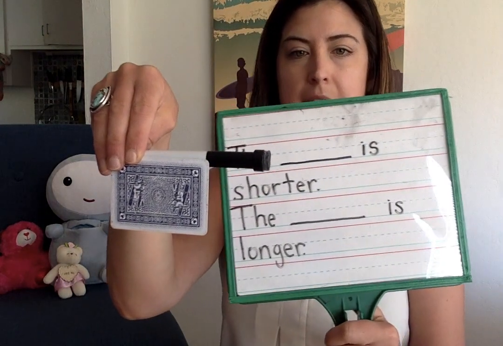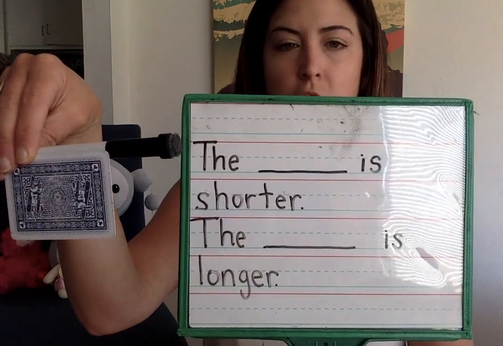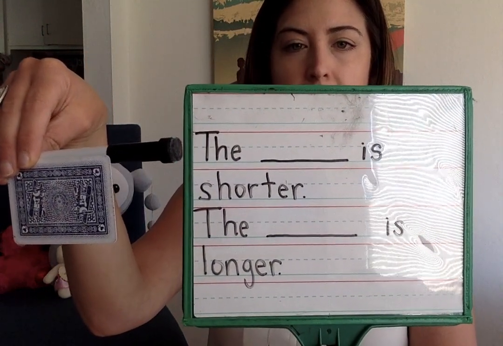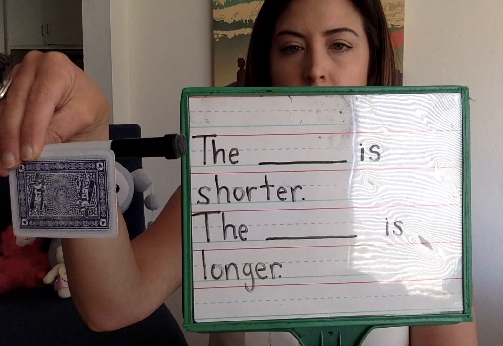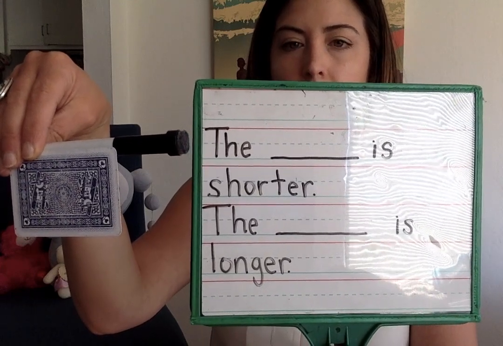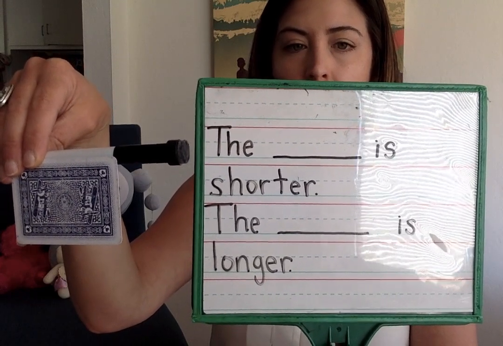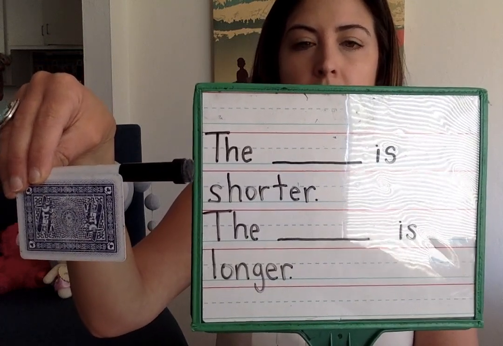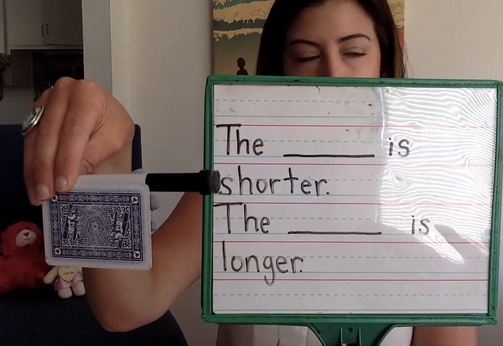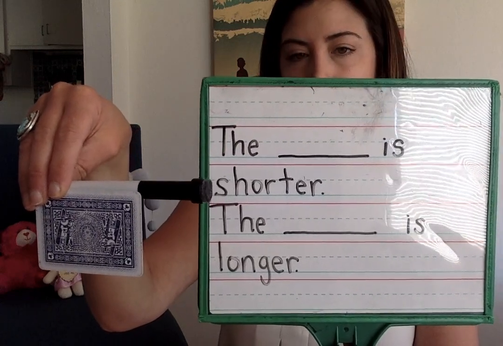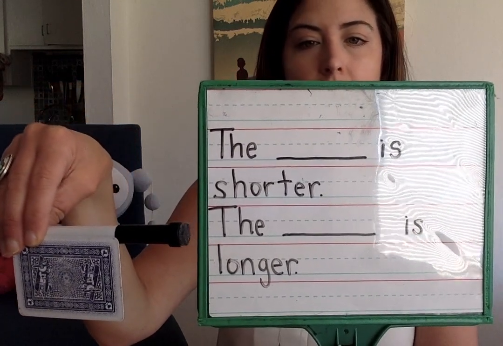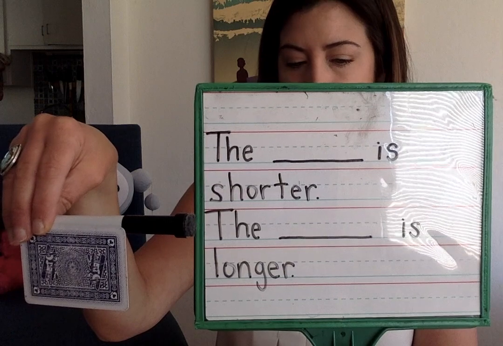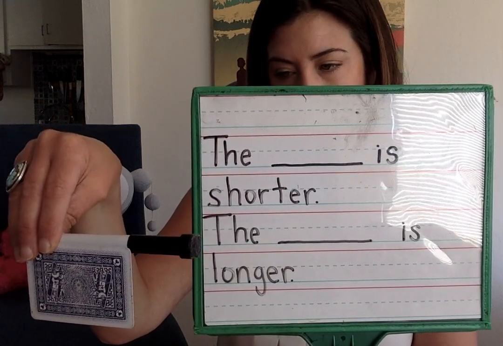So I made some sentences about this. The top one says the blank is shorter. So we would use the word playing cards there. Ready? Let's do it together. The playing card is shorter. And then the bottom sentence talks about which is longer. Ready? Read. The marker is longer.